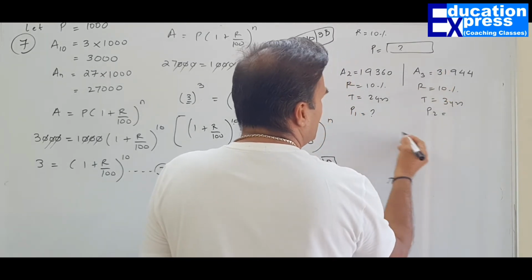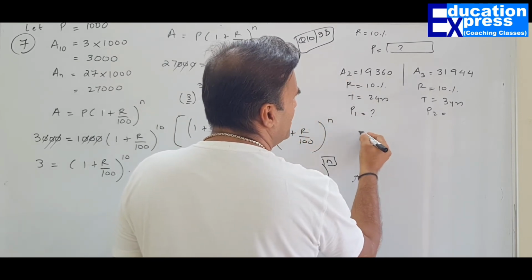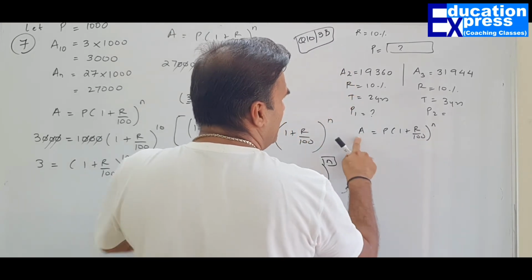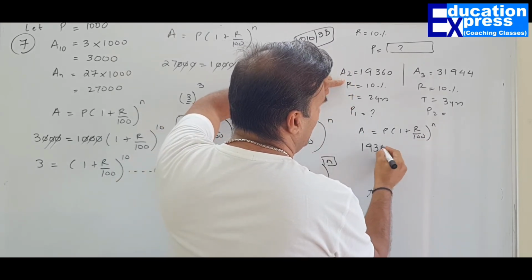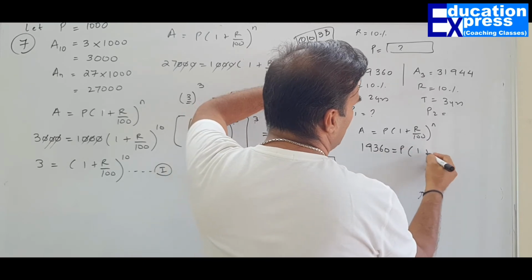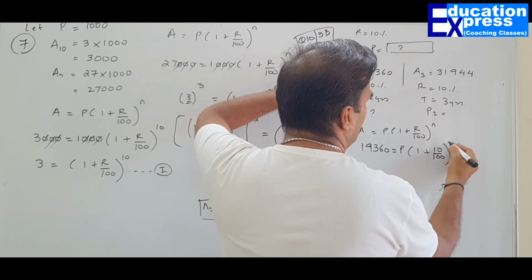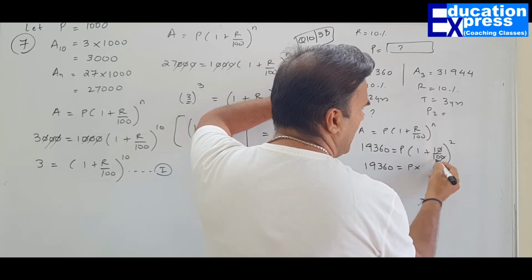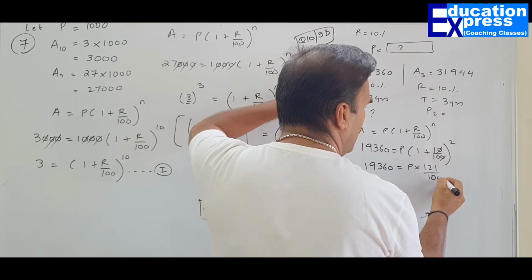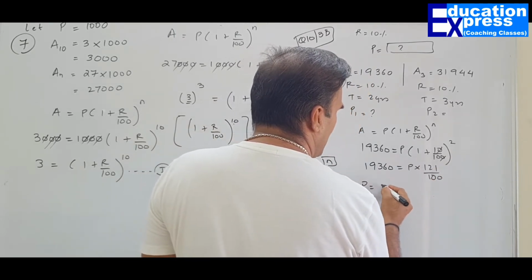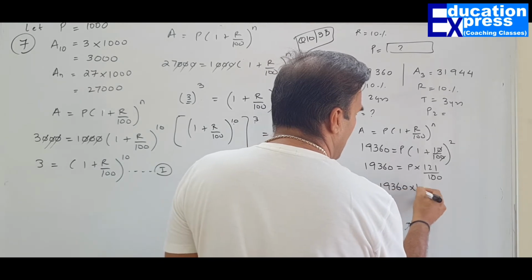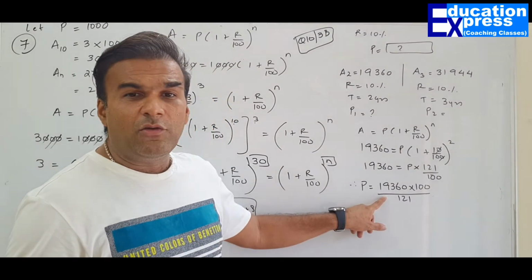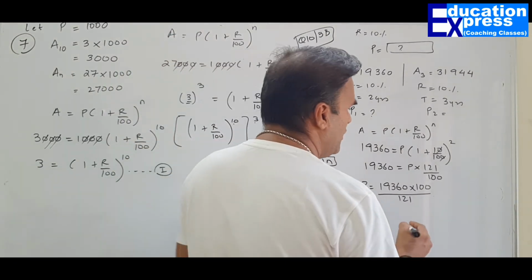Yes, sir. How? By applying the formula, amount equals principal into 1 plus r upon 100 raised to n. So when I apply this, amount 19,360, I don't know the principal portion, 1 plus 10 upon 100 raised to 2. 0 cancels 0. 19,360 equals P multiplied by 11 upon 10 squared, 121 upon 100. Therefore, your P would be 19,360 multiplied by 100 upon 121. Now when I do this calculation, of course we'll have to find out how much it is.